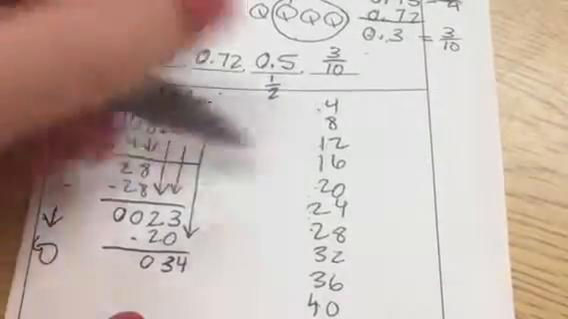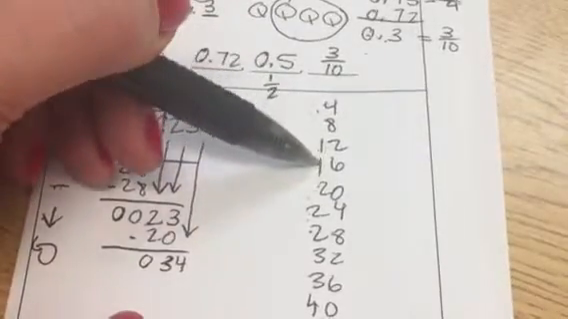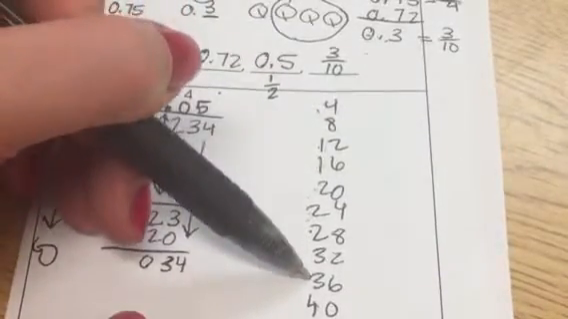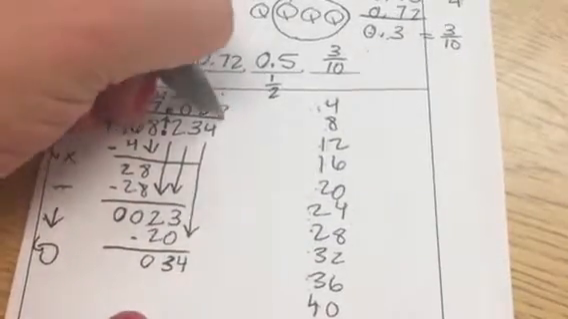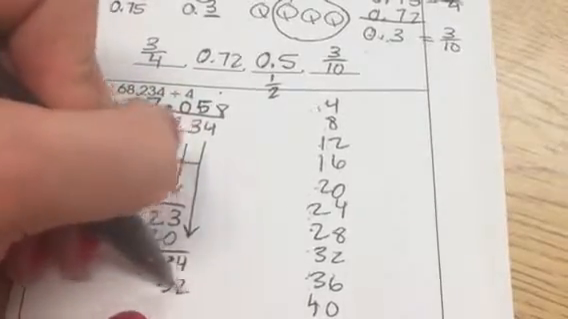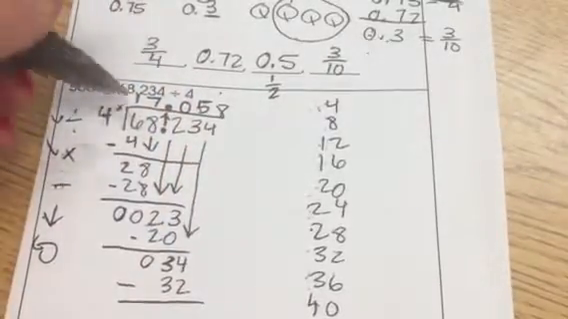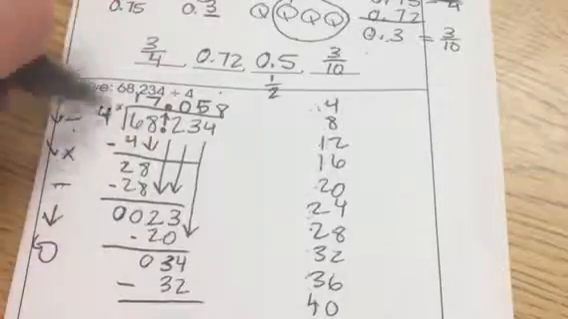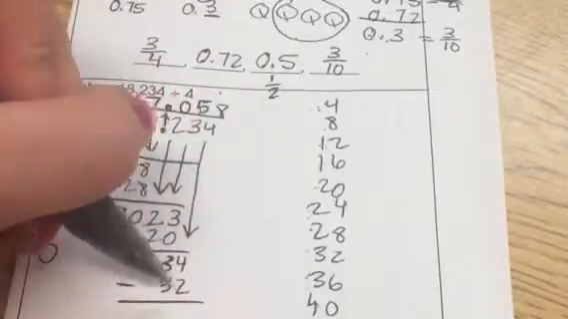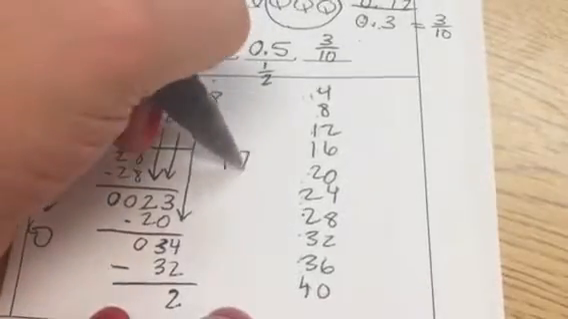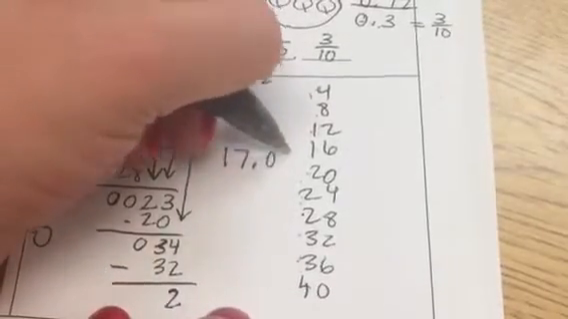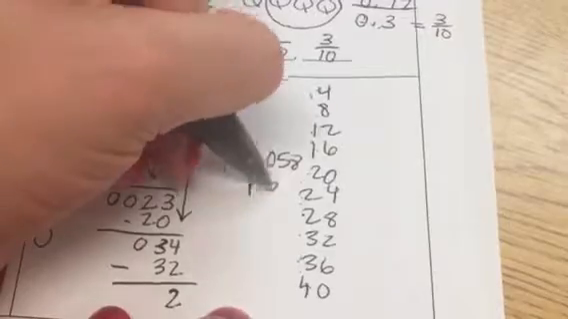Now I have to bring down my last number, which is a 4. How many times can 4 go into 34? So I'm going to see until I find one. That's too big, so I'm going to go back here. So it's 1, 2, 3, 4, 5, 6, 7, 8. So 4 times 8 is 32. 34 minus 32 is 2. So my answer is 17 and 58 thousandths remainder 2.